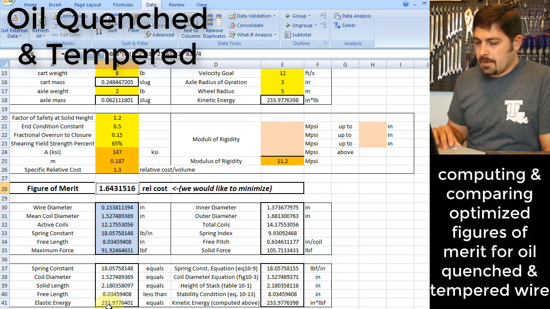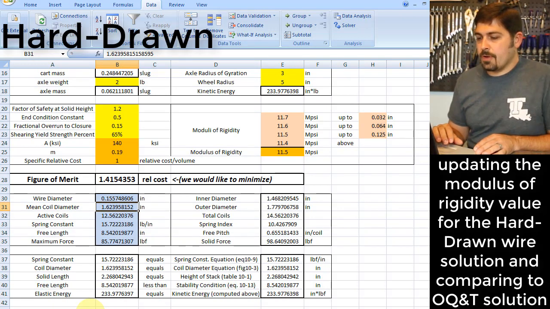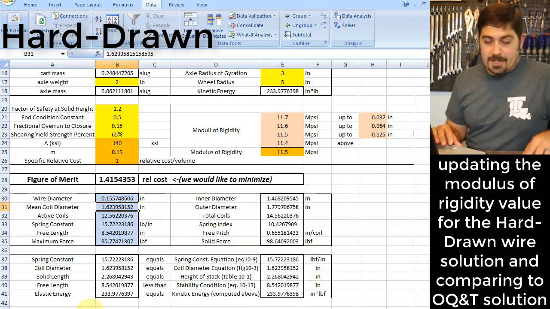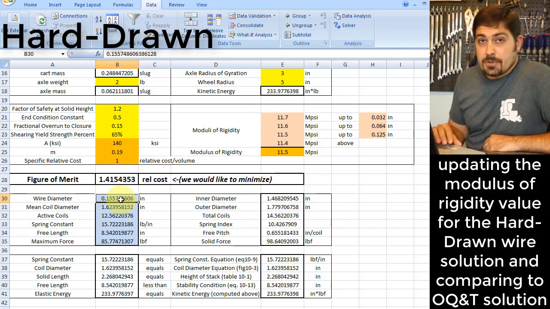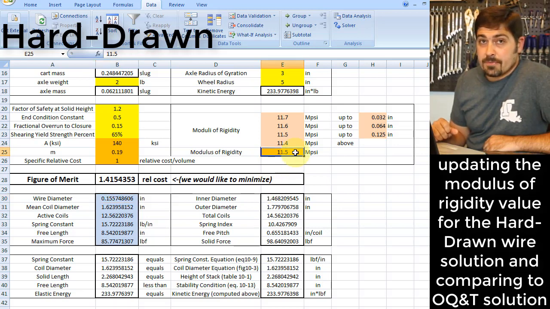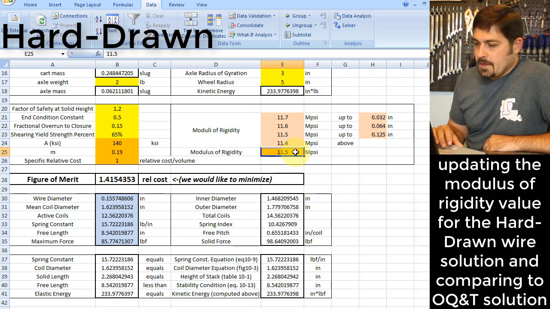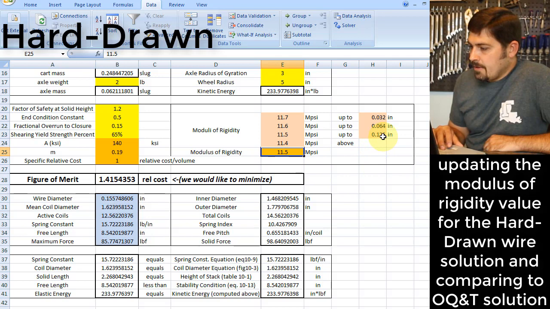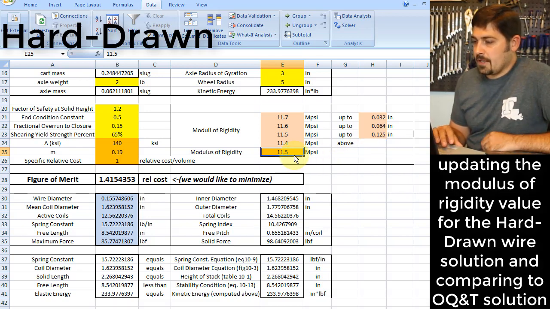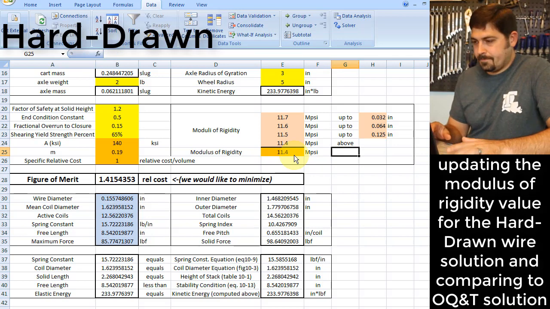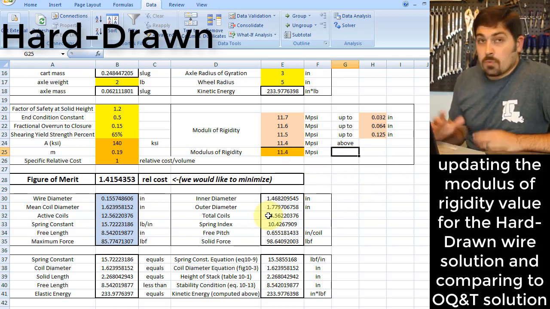Okay. Oh, I forgot to do one thing over here for the hard-drawn wire. I knew I was going to forget if I didn't come back to it. This wire diameter solution that came out might be different than what I thought it would be whenever I set my modulus of rigidity. What you notice here is with 0.155 as this wire diameter, I need to change from 11.5 because that's only good up to 0.125 inches of diameter. So I need to change this down to 11.4.